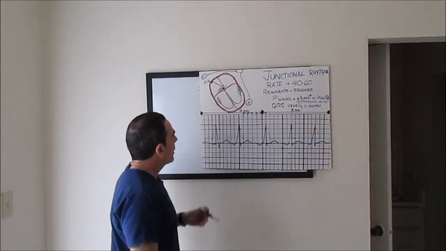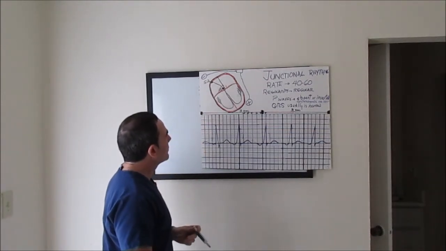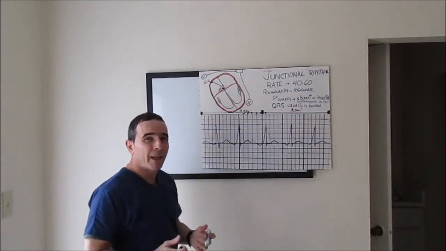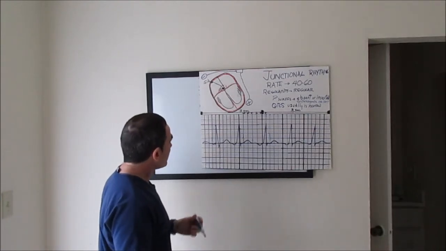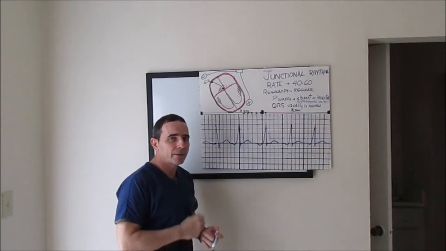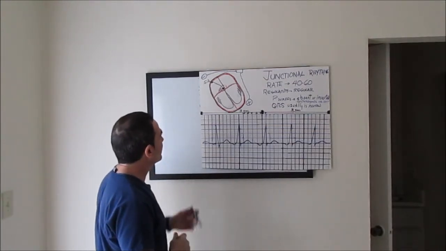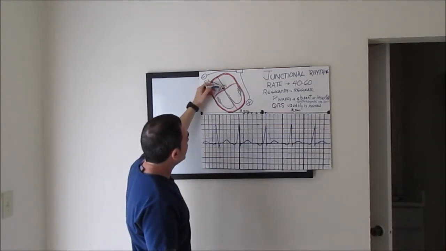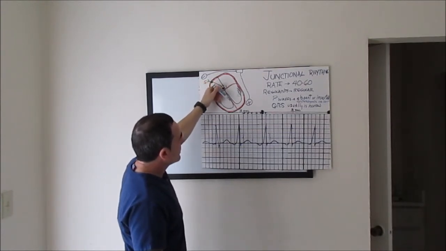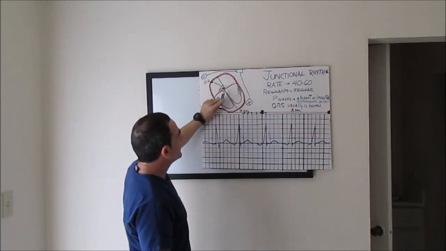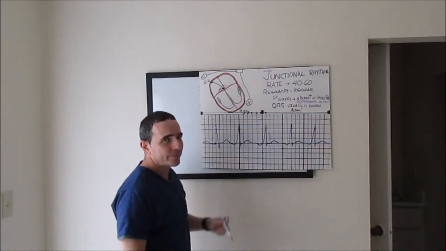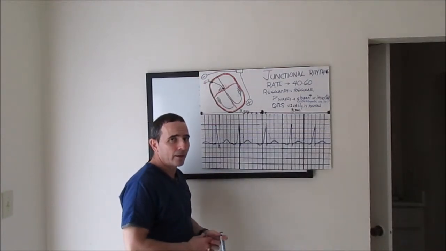Well, our heart is very intelligent. It has a backup pacemaker, and the AV node takes over as the primary pacemaker. This is very interesting. The impulse starts in this place and goes to activate the ventricles, but at the same time goes to the atria to activate both atrial chambers.